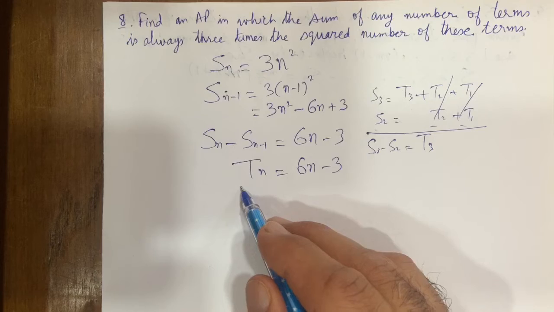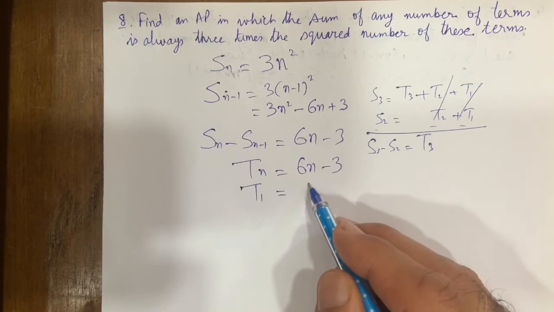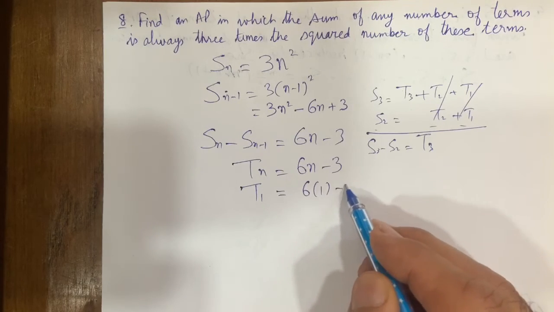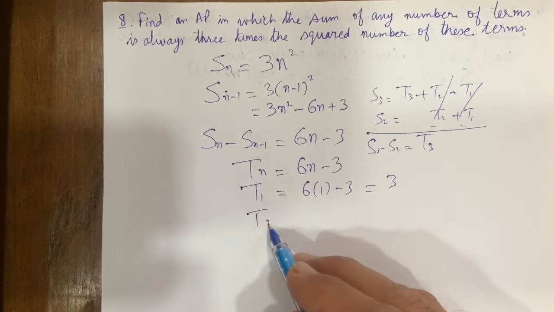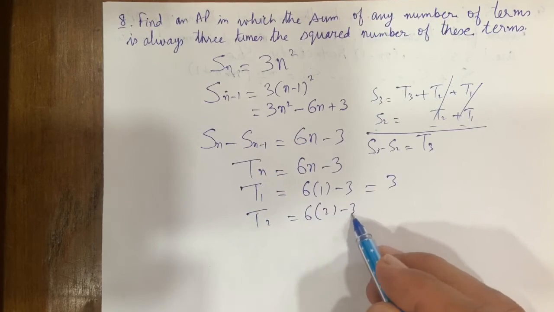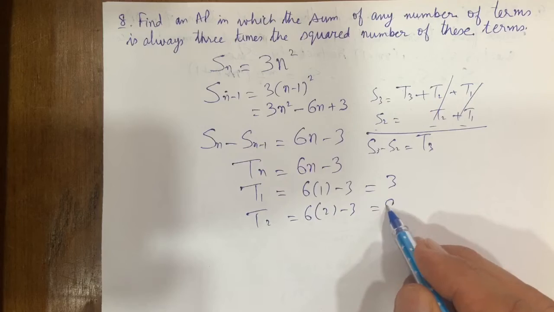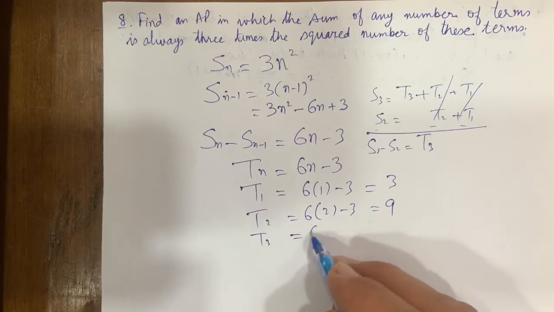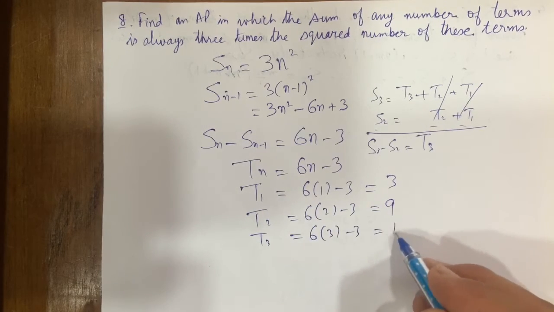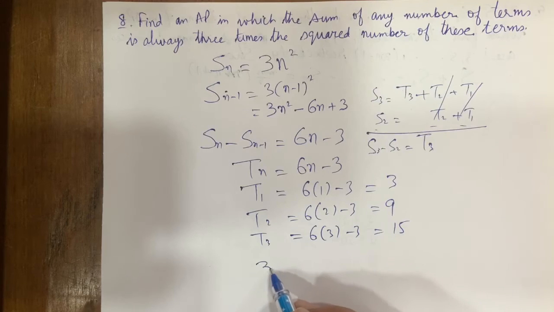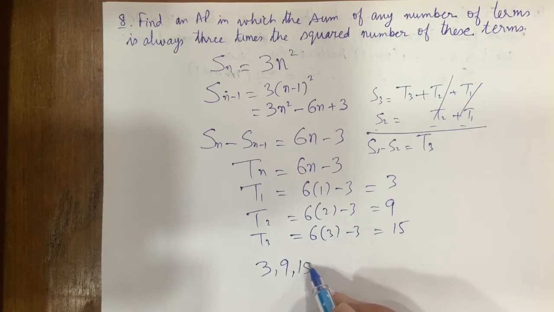So we can find out first term as 6 into 1 minus 3, that is 3. Second term 6 into 2 minus 3, that's 12 minus 3 is 9. Third term is 6 into 3 minus 3, this is 15. So we have AP 3, 9, 15. Next will be 21, and so on.